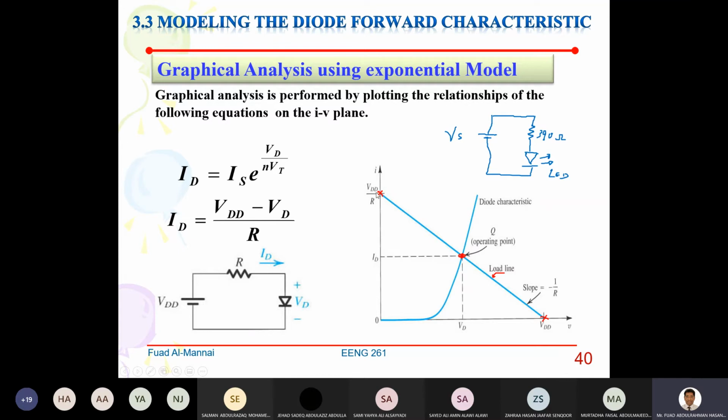Now, how are you going to identify this other point? You look back at the origin, and you will see that VD, which is this one here, is equal to 0. So when VD is equal to 0, ID is equal to VDD divided by R. Got it? Everybody get that? Once you define these two points, you take a ruler, put it between them, and draw a straight line until it intersects with the operating point.